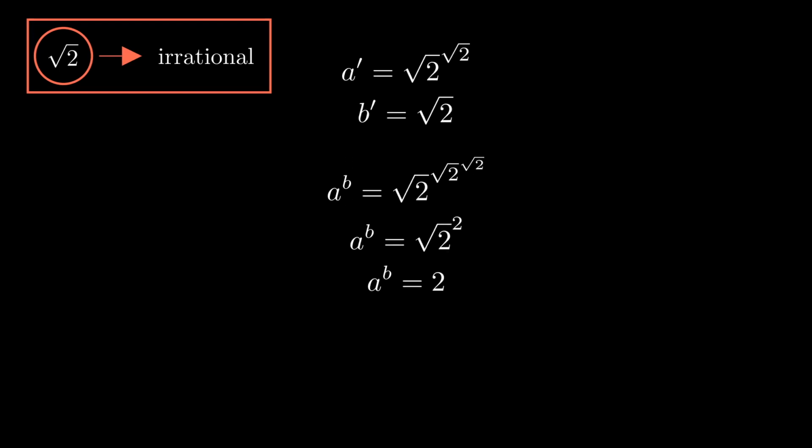If we now take the power of these two variables, we get the square root of 2 to the power of the square root of 2 to the power of the square root of 2. Since we can just multiply the exponents, we get the square root of 2 squared. And this is obviously just the square root of 2 times the square root of 2, which is equal to 2, which is obviously a rational number. In conclusion, we again found our pair of irrational numbers.